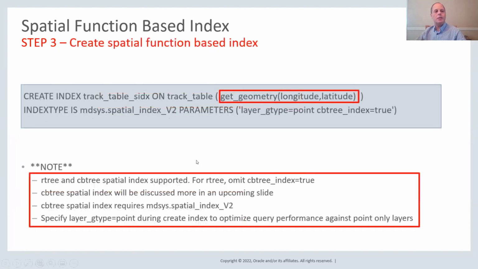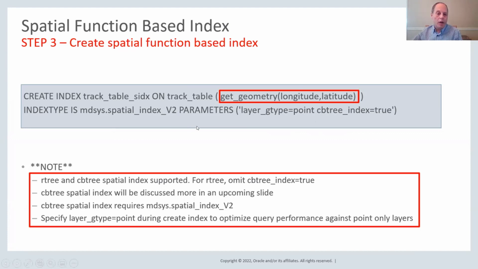And then step three is create the index. Normally a create index statement is create the index on a table name, on a column name, on table name, and then open parenthesis, the column name. Well, we don't have a geometry column. We have a function that returns a geometry. So we can create the index on this function, getGeometry, which we pass longitude and latitude. And then index type is mdsys.spatial_index_v2. I'm going to use the V2 because I'm going to talk a little bit about a new index type in the next slide or next couple of slides. It's called the CV tree index.